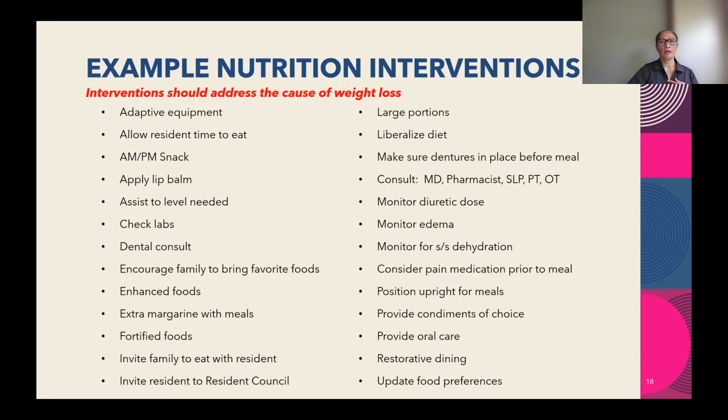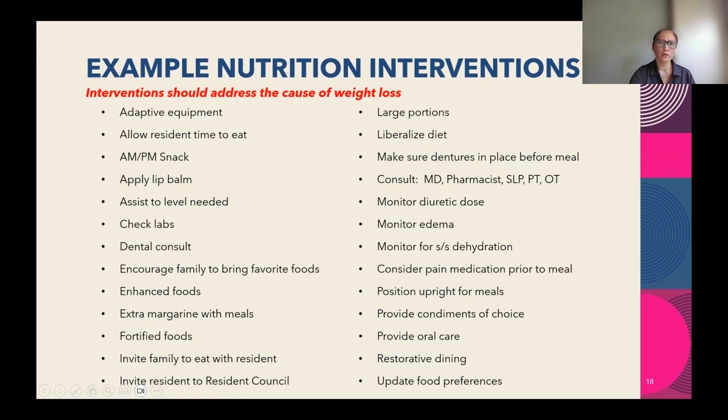So here are potential nutrition interventions. And we're not going to go through all of this because we're running out of time. But again, I think outside the box, not just adding and adding and adding more snacks and more foods and supplements and after supplements. And at the end of the day, none of those are effective because we haven't really identified the root cause.